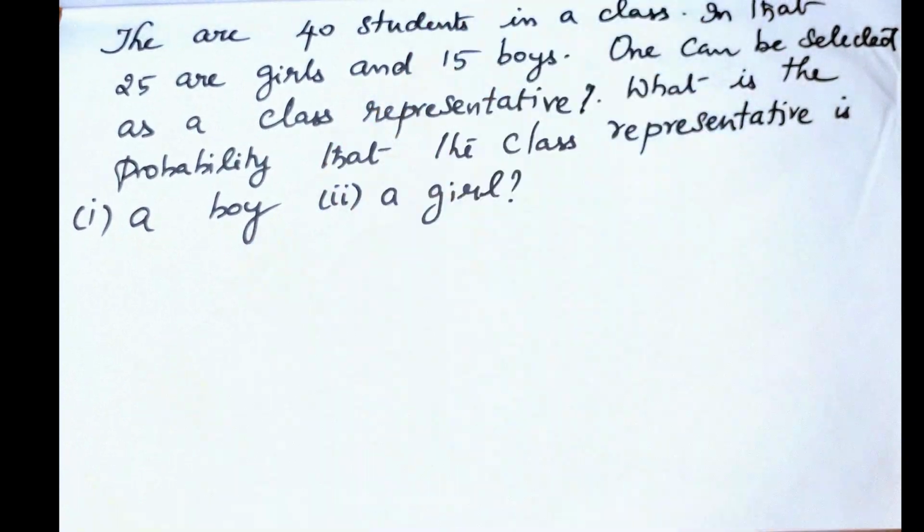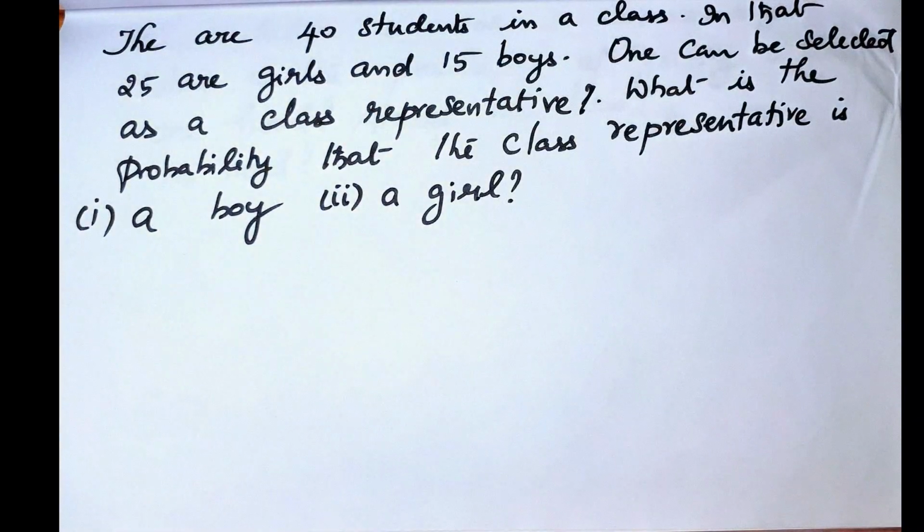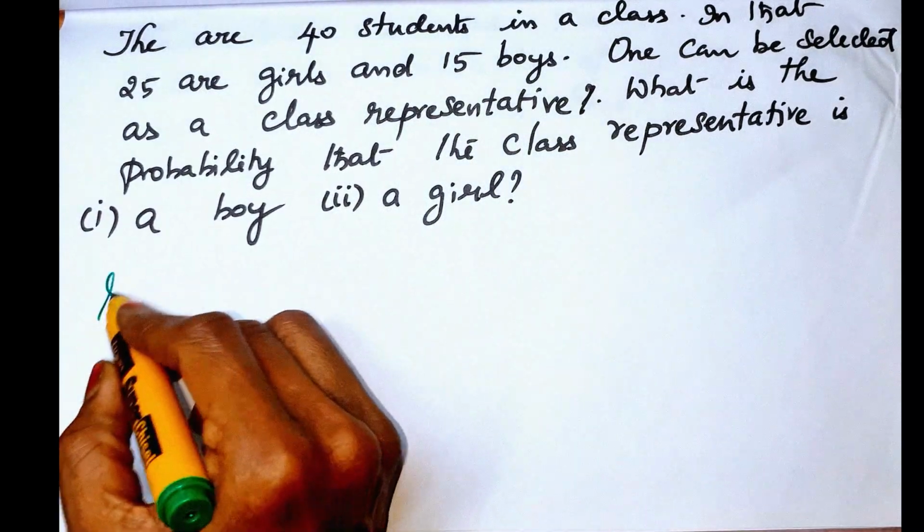There are 40 students in a class. In that 25 are girls and 15 are boys. One can be selected as a class representative. What is the probability that the class representative is a boy or a girl? Okay, it is very easy, right?